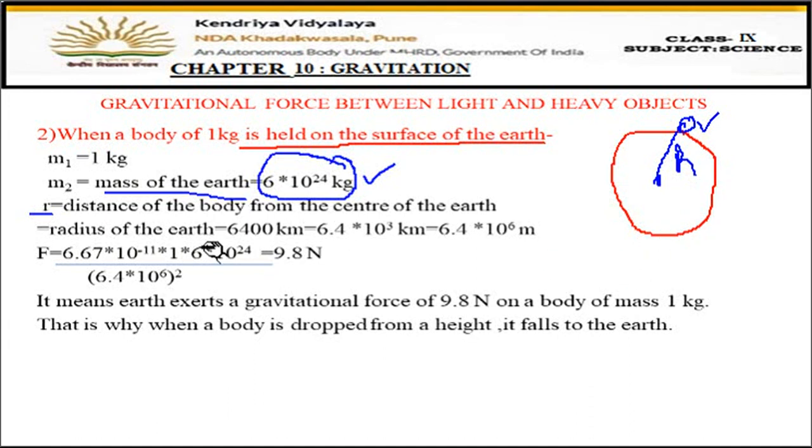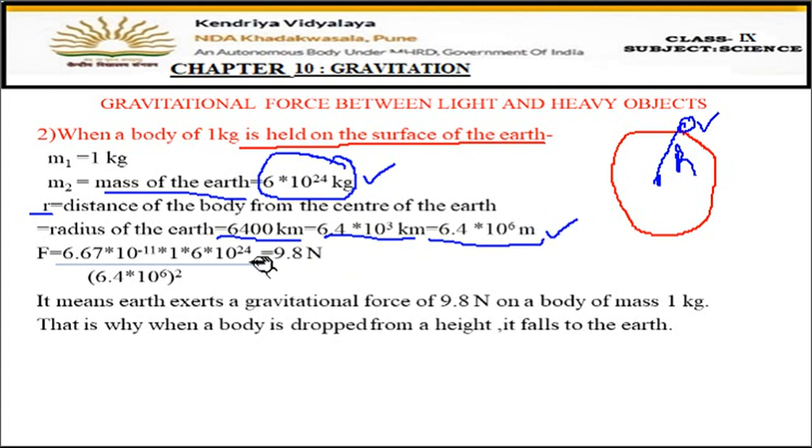The radius of the earth is 6400 kilometers. You can write it in this format: 6.4 into 10 raised to 3. If we put a point after 6, 3 digits are remaining, so that means 10 raised to the power 3. So it can be written as 6.4 into 10 raised to 3 kilometers. If we convert it into meters, it comes to 6.4 into 10 raised to 6, because we multiply by 1000. 1 kilometer is equal to 1000 meters.